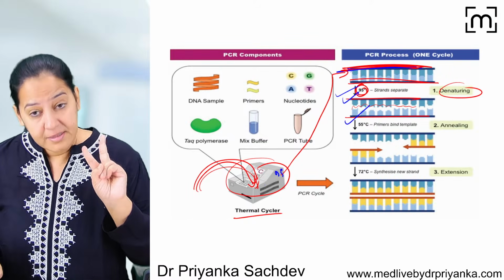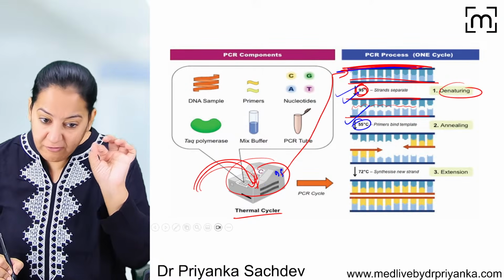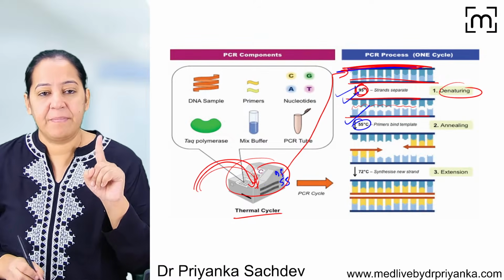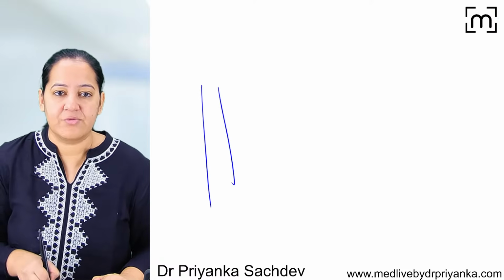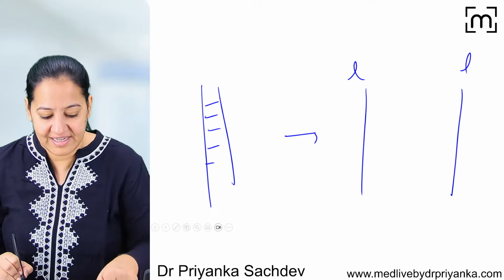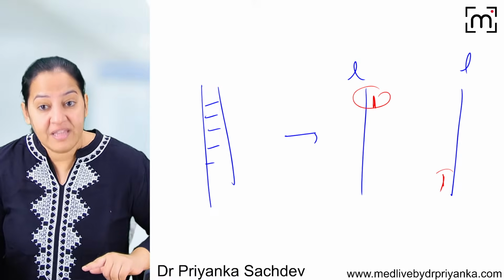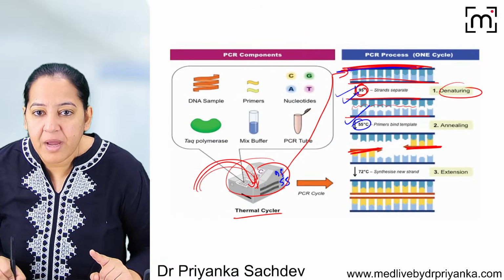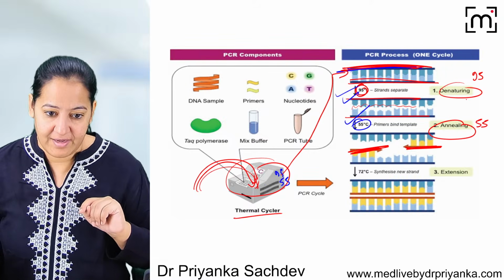Got my point? The second thing, as soon as this happens, the temperature automatically changes to 55 degrees. You don't have to change it manually. After 95, the temperature will become 55. At 55, what is happening? It contains primer also, so the primer will attach. The 2 strands formed from the double strand, one is leading, one is lagging. Here also primer will come, here also primer will come. The binding of the primer with the leading and lagging strand is known as annealing. Denaturation takes place at 95. Annealing takes place at 55.